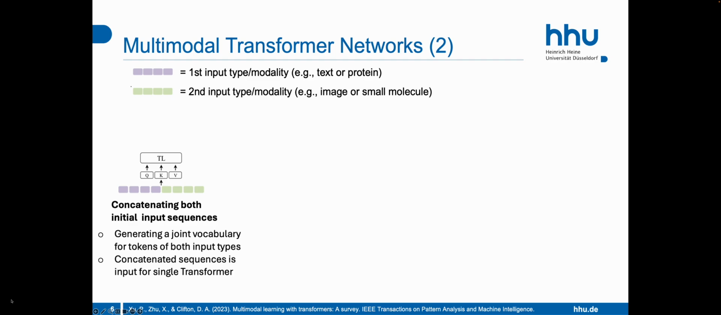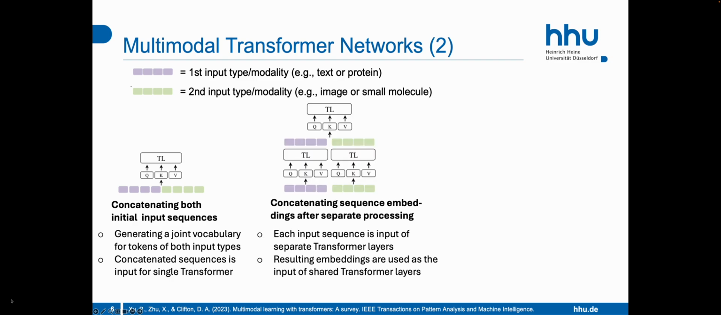This requires that we tokenize both input types using the same vocabulary. This means that we have separate tokens for each input type, but they are stored in the same vocabulary and used as the input for the same embedding functions. This allows the transformer network to look at both input modalities simultaneously.